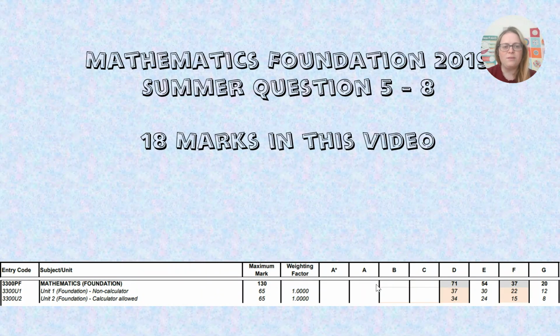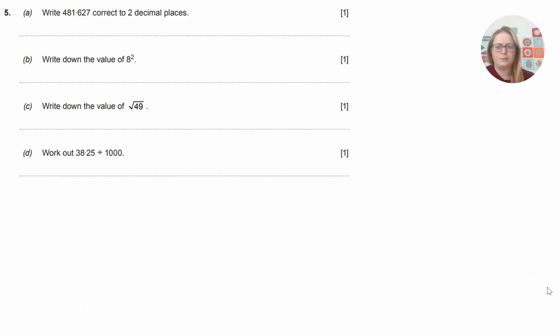This is looking at questions 5 to 8 on the Foundation Maths paper 2019 and the summer questions. There are 18 marks available for this question, and if you look overall, you actually only need 20 marks from both papers to get your G grade. So 18 marks would mean that you'd only need 2 more before you've graded.